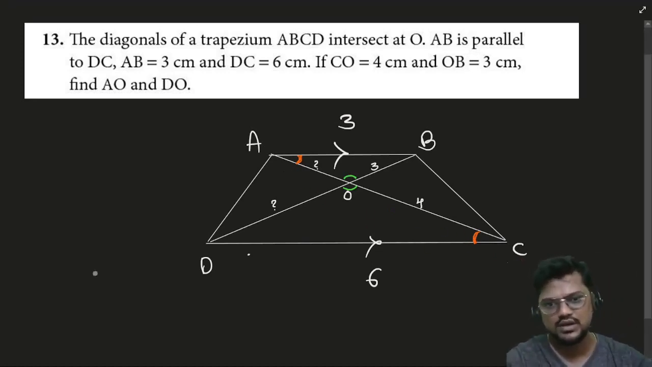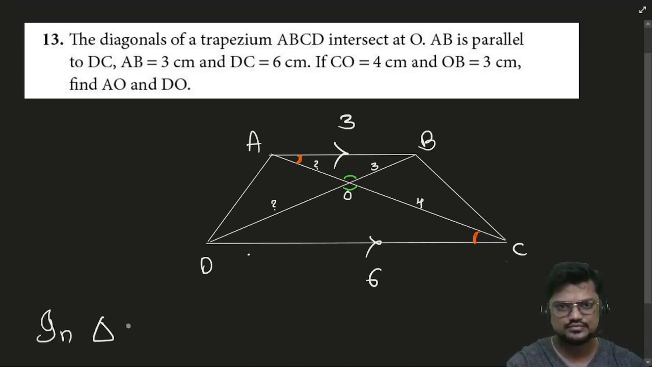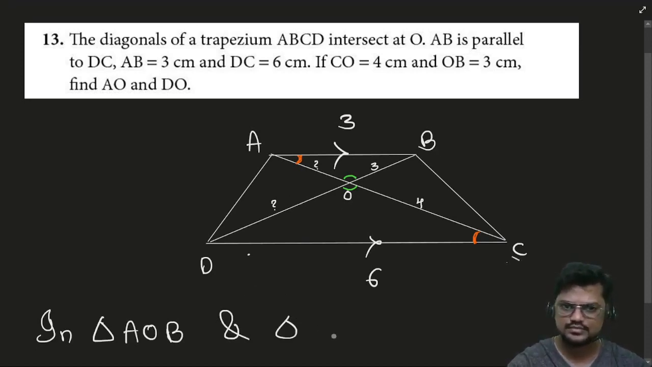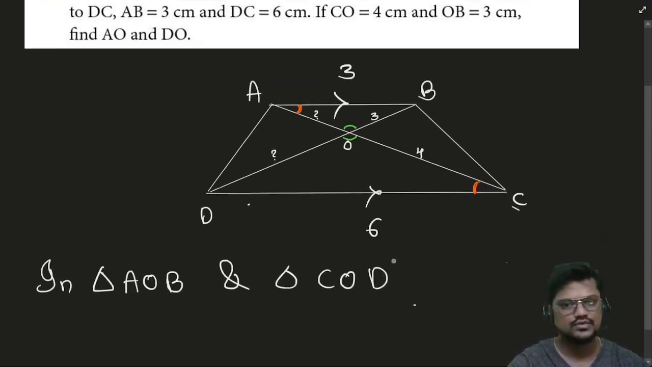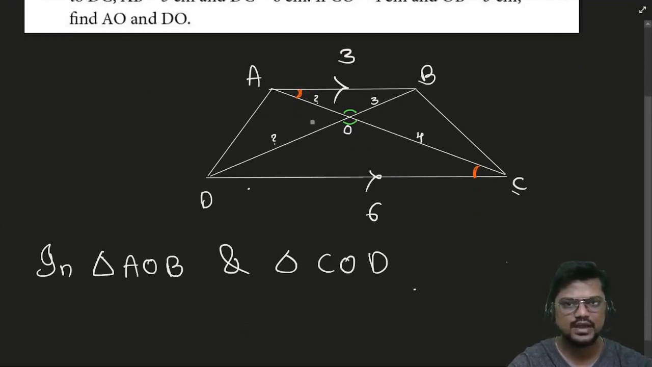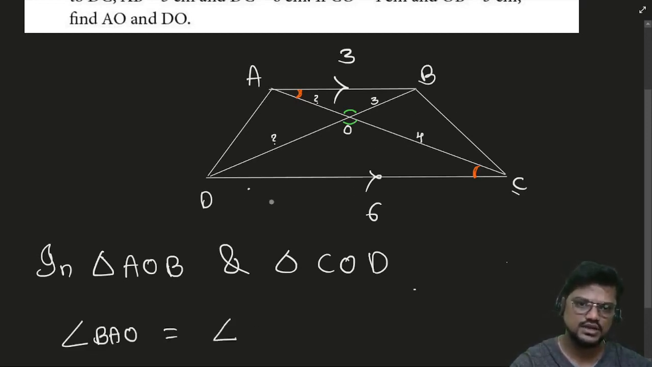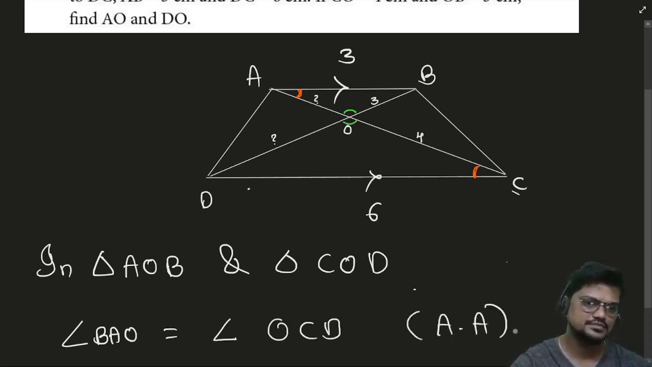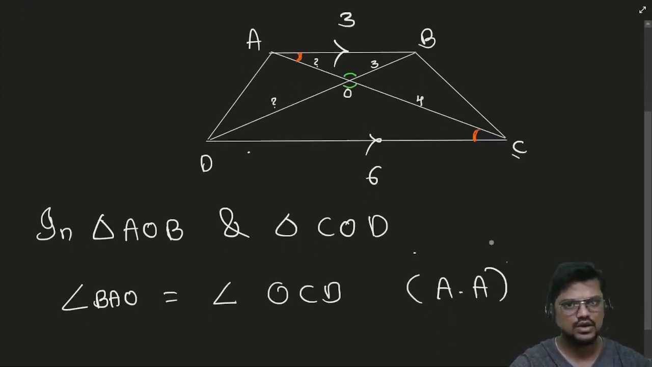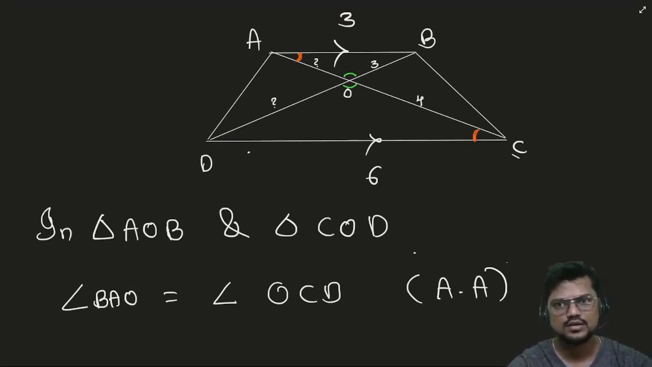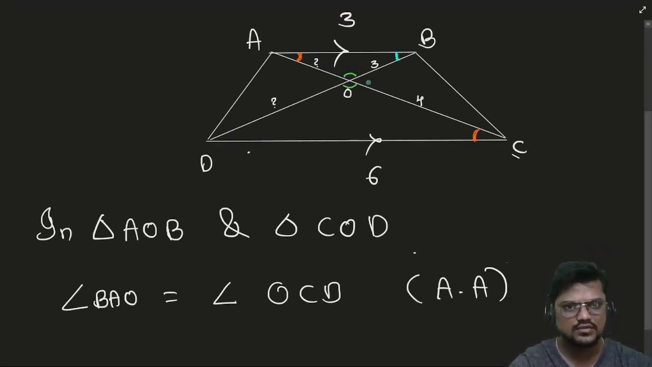So what I can do is, in triangle AOB and triangle COD, fine. What I can say: angle BAO is equal to angle OCD. Why? Alternate angles. Also, this angle will be equal to this angle.